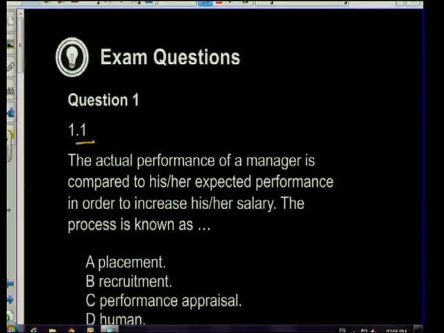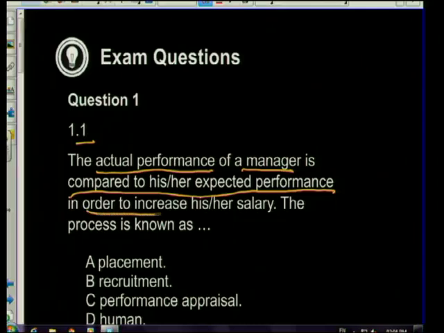So 1.1: the actual performance of a manager is compared to his or her expected performance in order to increase his or her salary. The main idea here is comparing the expected performance, so how you want them to perform, and looking at how they actually perform. So let's have a look at the different options.